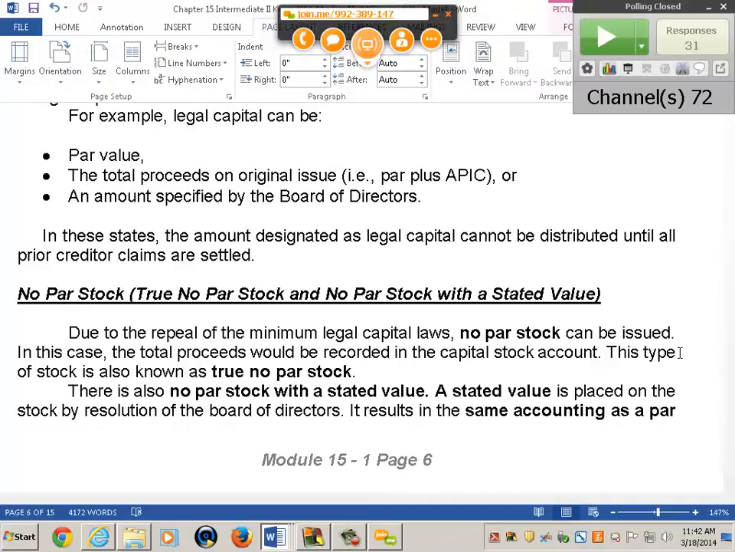A liquidating dividend is a return of your own capital, and it's not taxable. So that's one of the reasons why we have a stated value. Now, a liquidating dividend, you have to watch the definitions. For us, I'm using the term liquidating dividend as any dividend not paid from retained earnings, paid out of surplus.